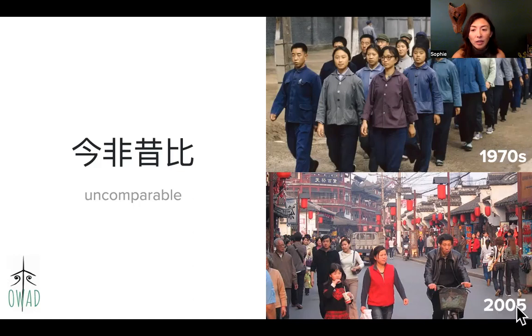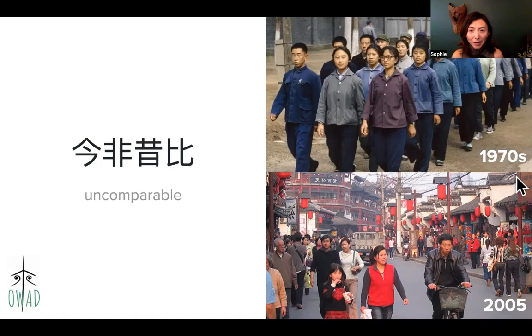Versus 2005, almost 30 years later. This is a snapshot of a street scene in Shanghai. You can see the Shanghai signage in Chinese. This is kind of a fair marketplace. And you can see people are walking, and their postures are different. Their clothing is different. And things are more casual.